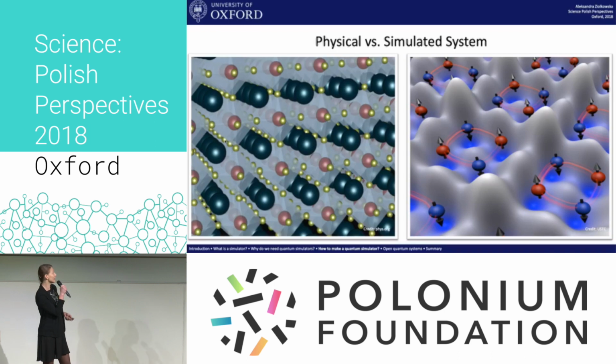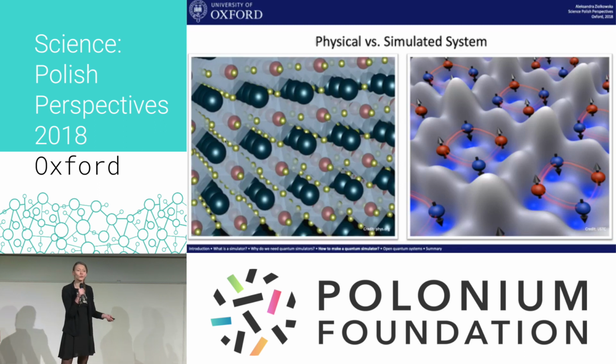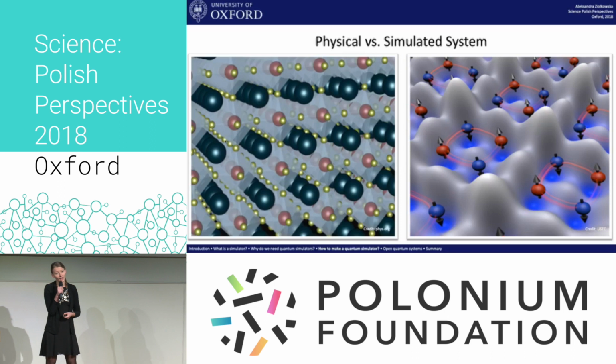And also, in the actual material, we don't see directly what is happening there. We rely on some measurements to infer what is happening with the electrons themselves. Whereas in a quantum simulator, we can really observe the positions of the atoms. We can really observe where they move. So we have a really direct way of observing them.